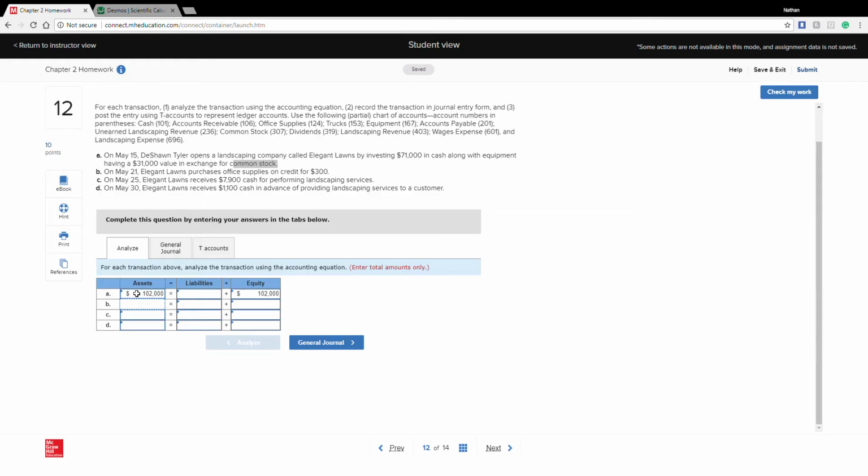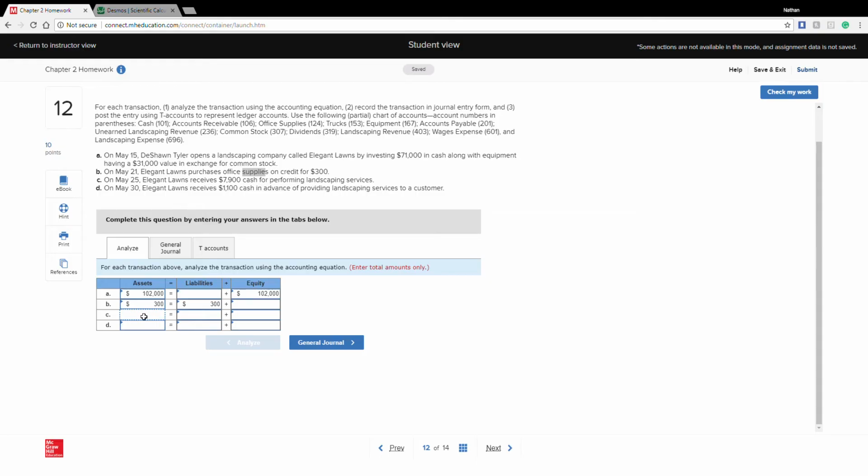On B, Elegant Lawns purchases office supplies on credit. Watch out on credit, because on credit means we paid using probably a credit card. So we owe the credit card company $300. Since we owe, we know we're going to have to pay that back. What did we buy with $300? Supplies. And again, supplies are an asset. So $300.